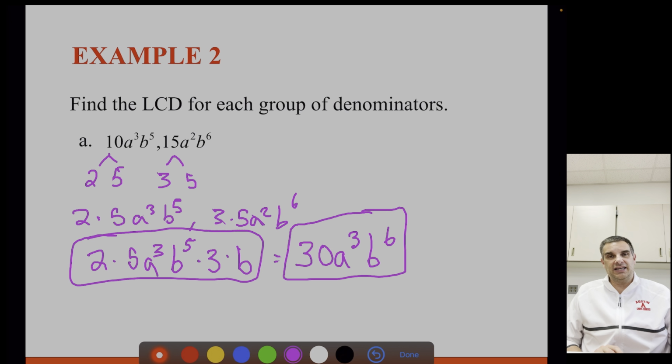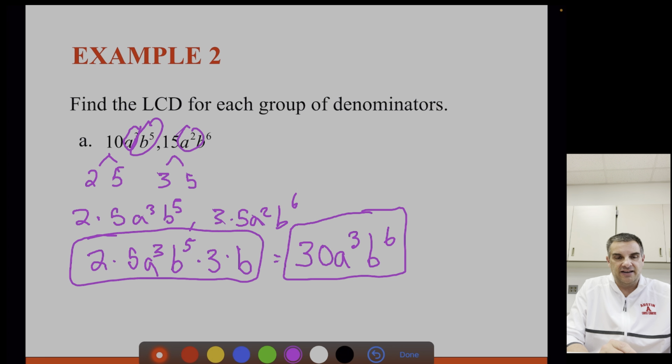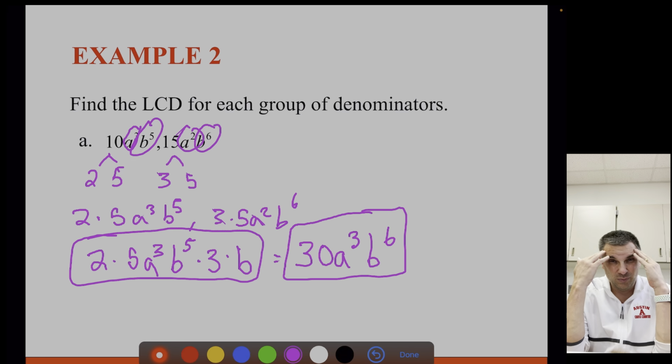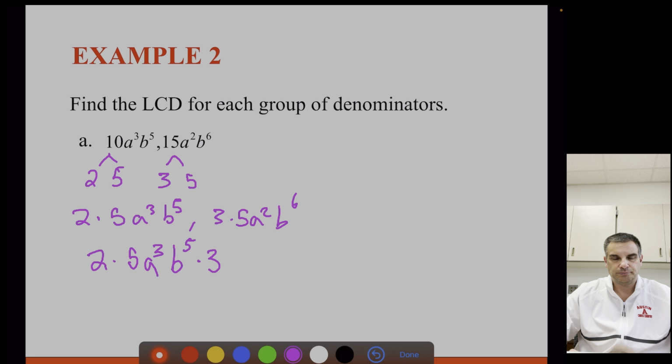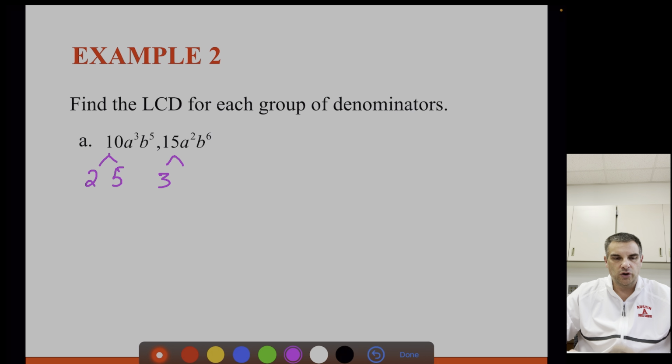Okay. I would look at the a's and say there are 3 a's here and 2 a's there. That means I have to have a to the 3rd. There are 5 b's here and 6 b's here. That means that needs to be b to the 6th. And then I just look at the numbers and say, okay, what multiple do 10 and 15 have? 30. Okay. That's a lot of writing to get to that answer that you don't necessarily have to do. Okay, so that's the least common denominator for that set.